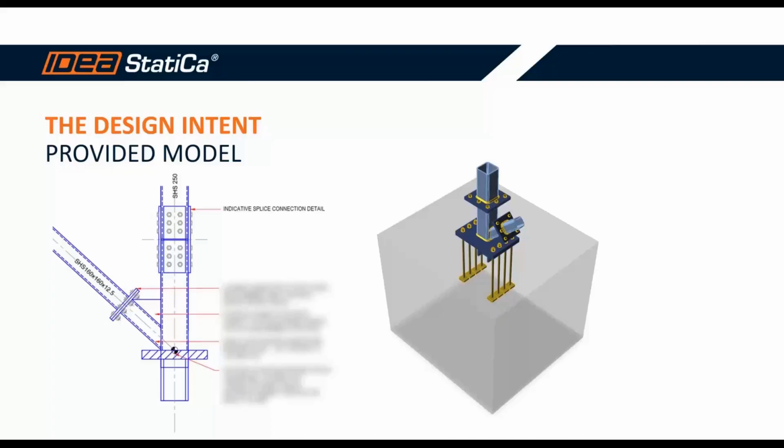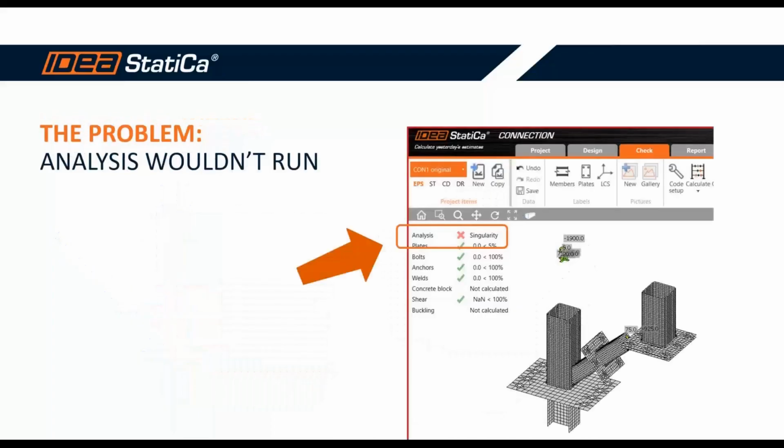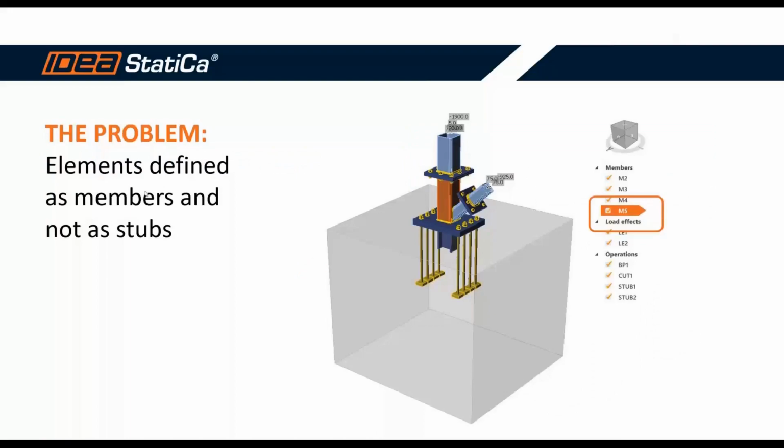When we received this model, we saw certain problems, and we are going to focus on these problems today. First of all, the analysis was not running, and as you can see, we were getting a singularity error, and we will first see why this is happening. Then another problem is that some of the elements have been defined as members and not as stubs, and this is one of the common mistakes that first-time users make. So we will see how we can deal with this.